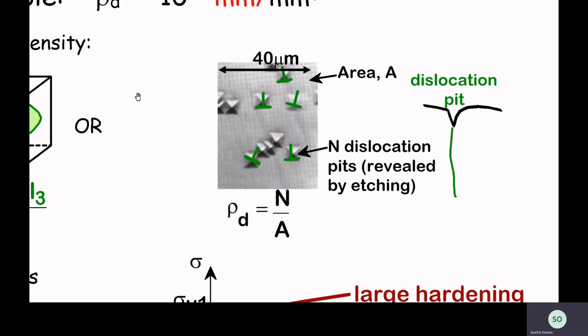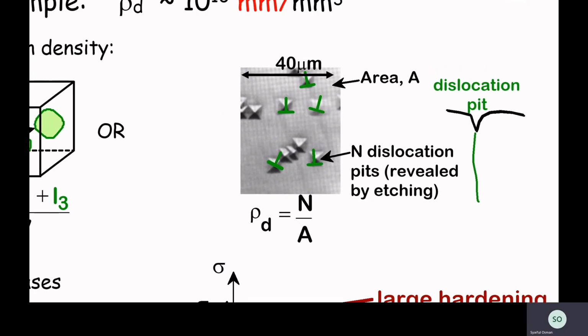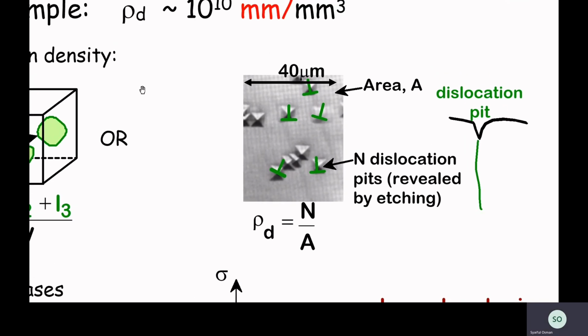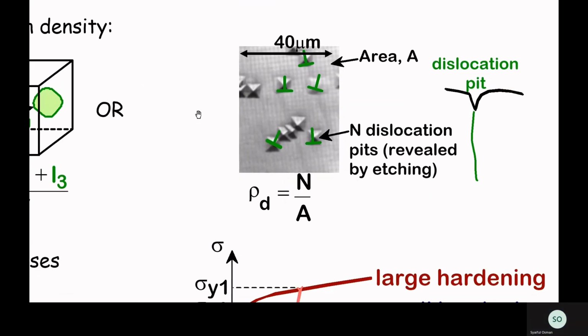we determine the dislocation density by measuring the dislocation lines crossing a unit area in the sample. Here N is the number of dislocation pits that can be revealed by etching, and A is the area, so the dislocation density can be determined by the number of dislocation pits divided by the area. This second method is frequently easier to apply with dislocations that are revealed by chemical etching.